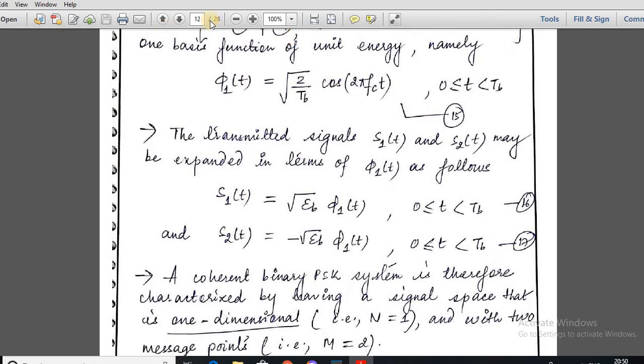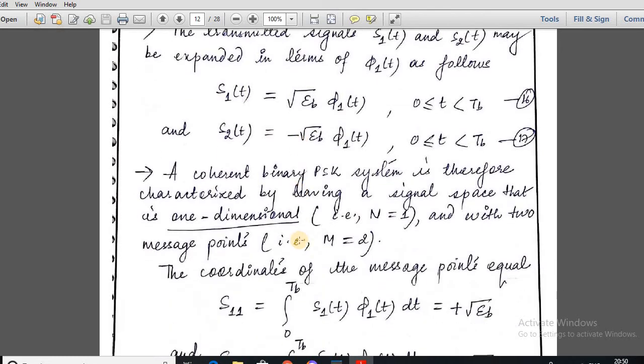So the carrier is represented as root 2 by Tb cos 2 pi fct. So I can say s1 of t is equal to, the signal coefficient root Eb, multiplied by phi 1 of t, and s2 of t is minus root Eb with phi 1 of t. There is just a difference of this minus symbol, which indicates a 180-degree phase shift.